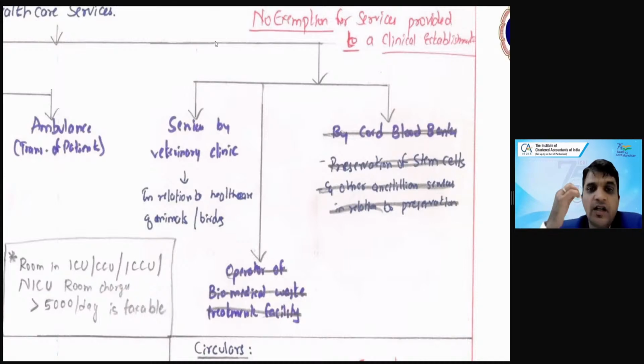So if the room does not contain any necessary life support, what do you mean, does not contain necessary life support? It can be a normal room with life support or without life support. If it is in a hospital, in a clinical establishment, and if it is not providing any life support, still they will be collecting room rent. So that will still be considered. You'll have to consider that amount. If it is less than 5,000, exempted. If that is more than 5,000, then it becomes taxable.